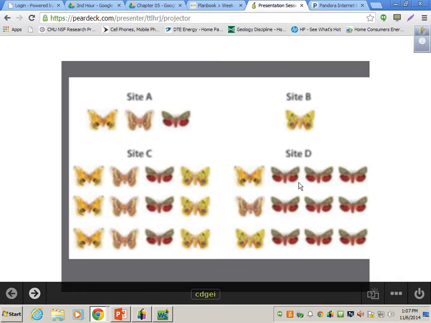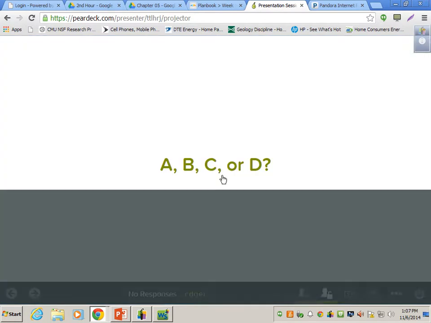So if you look at this, everybody take a look at A, B, C, and D real quick. A has 1, 2, 3 different species and one of each. B has just one species. C has 3 of 4 different types of species. And D has 4 different types of species and a lot of 1. Looking at these, which of those 4 different examples would be the most resilient?